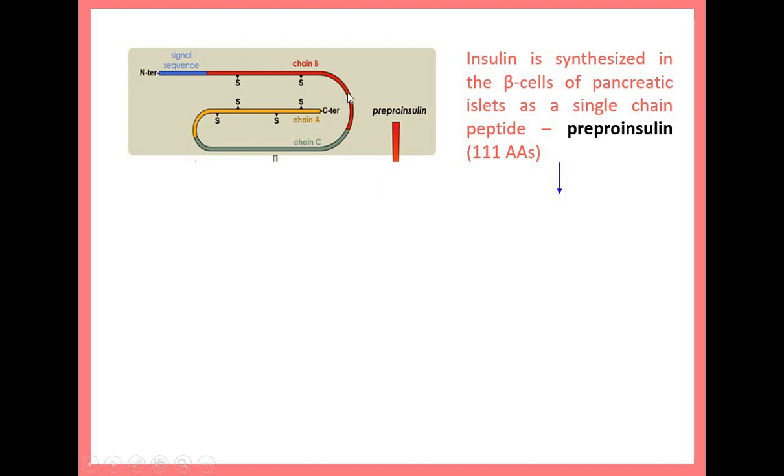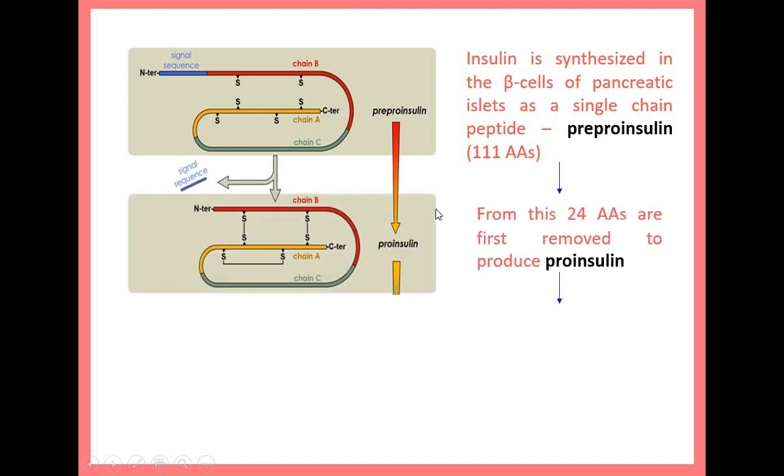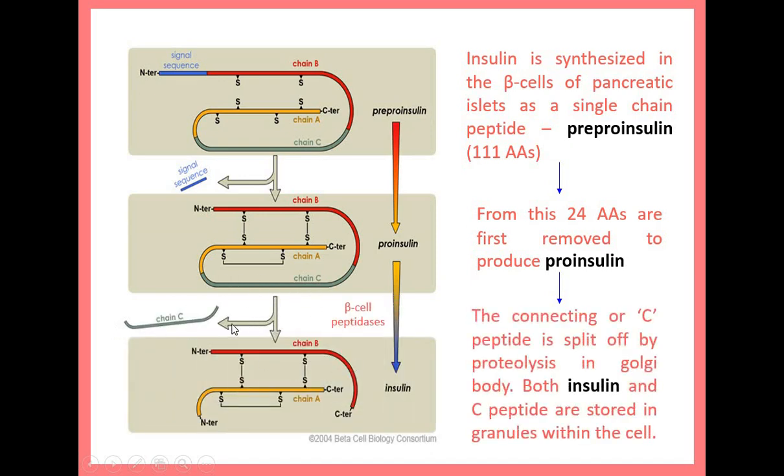After this structure is produced by your ribosomal factory, initially the single sequence is removed, which leads to synthesis of proinsulin. And finally this proinsulin, again a C peptide gets removed, and this removal of C peptide then finally leads to synthesis of insulin. So this basically happens in the Golgi apparatus of your beta cells.